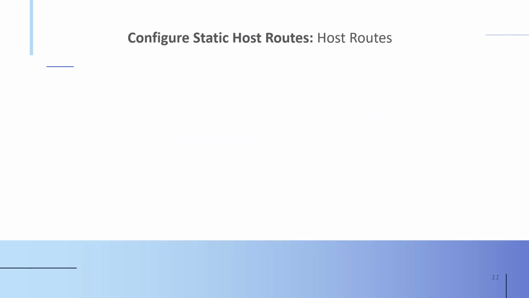A host route is an IPv4 address with a 32-bit mask or an IPv6 address with a 128-bit mask. There are 3 ways a host route can be added to the routing table. The first is that it is automatically installed when an IP address is configured on the router.